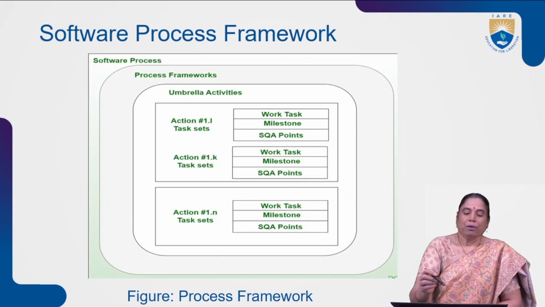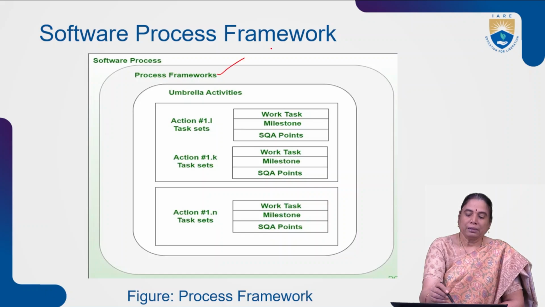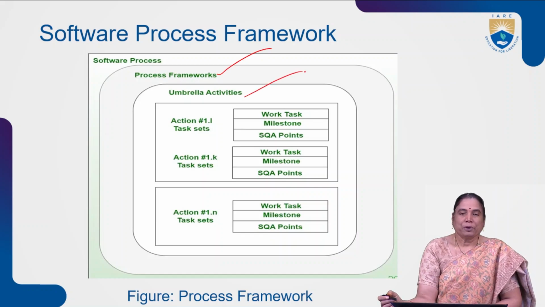So a software process comprises majorly two kinds of activities, that is, process framework activities and umbrella activities. The process framework activities are the major activities and produce major milestones for the project. Umbrella activities are supporting activities to enhance the functionality of the major process framework activities. The umbrella activities generally comprise action tasks. Each action task must have work tasks, milestones and SQA points.